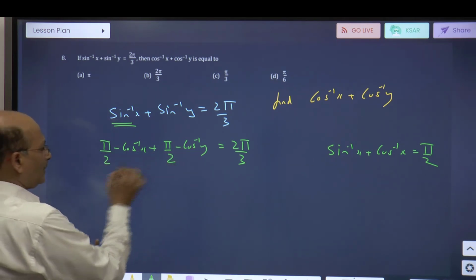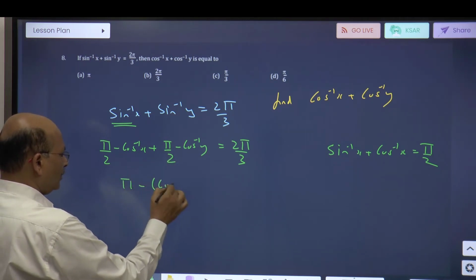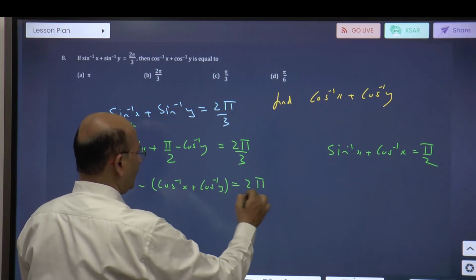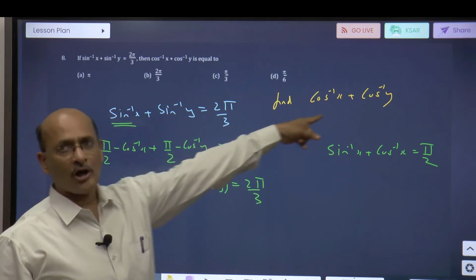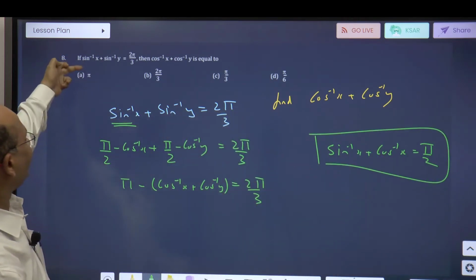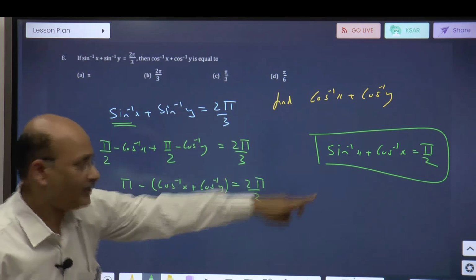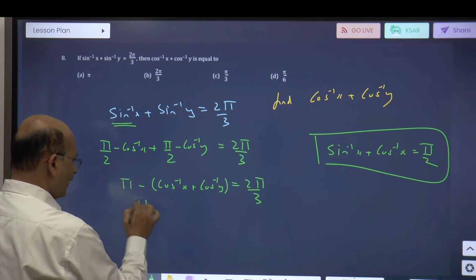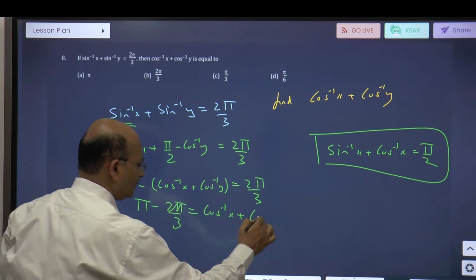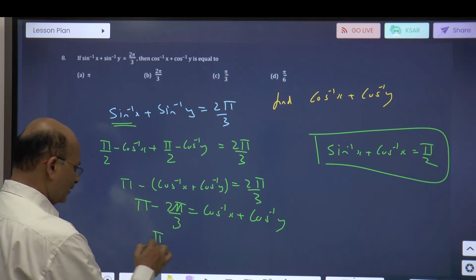Now pi by 2 plus pi by 2, 90 plus 90 is pi. Take the minus sign outside, this will become cos inverse x plus cos inverse y is equal to 2 pi upon 3. Done. I want cos inverse x plus cos inverse y. So if you have this formula in your mind, from sin inverse x I can get cos inverse x, and from sin inverse y I can get cos inverse y. So shift it that side. So pi minus 2 pi by 3 is equal to cos inverse x plus cos inverse y. 3 pi minus 2 pi, the answer is pi by 3.